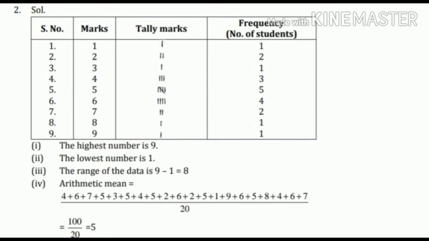Now, next to find the range. So, what is the formula of range? The highest value minus the lowest value will give you the range. So, 9 minus 1, the answer is 8. Now, to find the arithmetic mean, you have to add all the values and then divide it with the number of values. So that is 20. And so the answer will be 5.